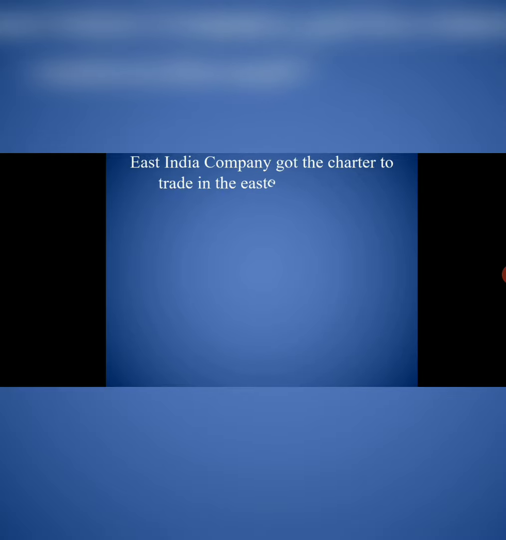East India Company got the charter to trade in the eastern part of the hemisphere. So, East India Company was the company which came to trade in India, and we know them as British too, because they started the British rule as they started to conquer, as the chapter states, from trade to territory.